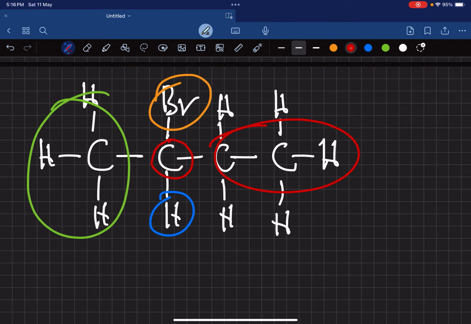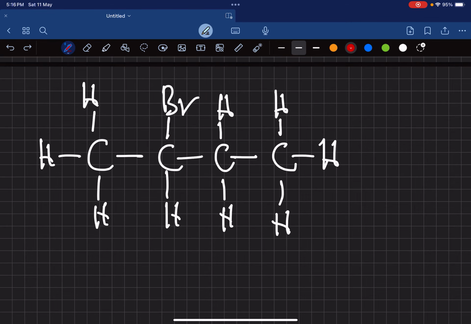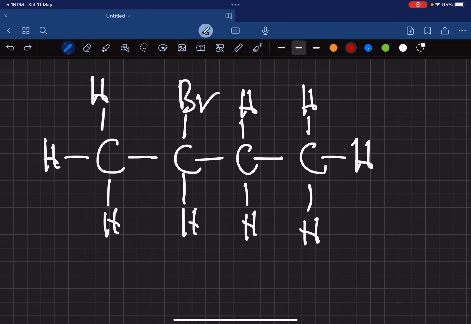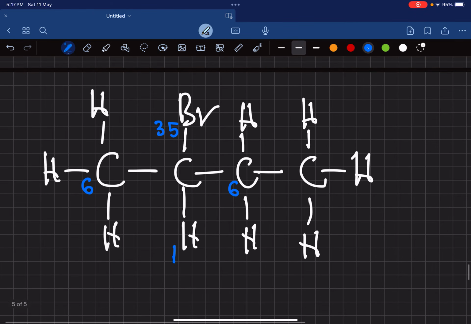So the next question that you usually get will say, draw the R or S configuration. To draw the R or S configuration, we again need to assign the atomic numbers. So bromine is 35. Hydrogen is 1. Carbon is 6. So first, you have to see which number is the biggest. The biggest is bromine, so this becomes number 1. The smallest is hydrogen, this becomes number 4.